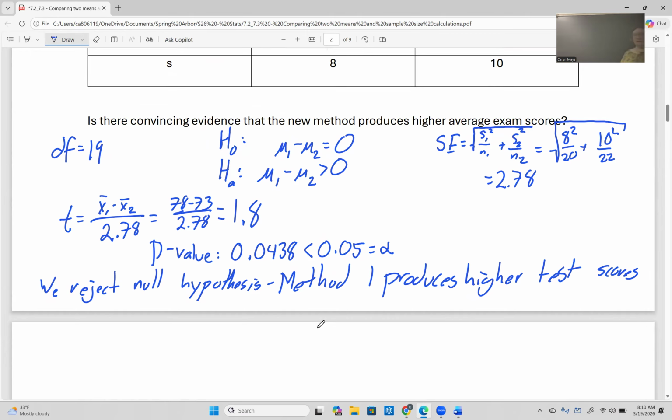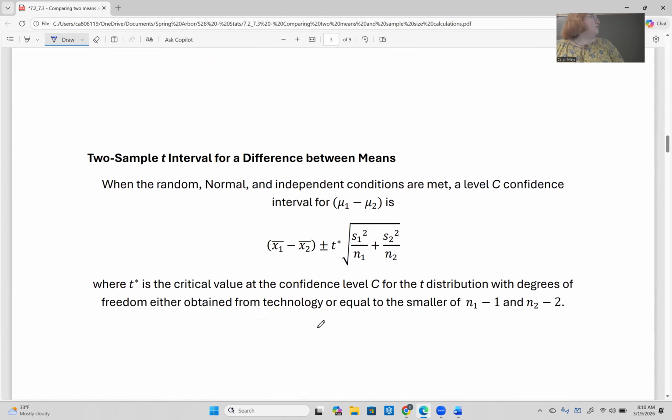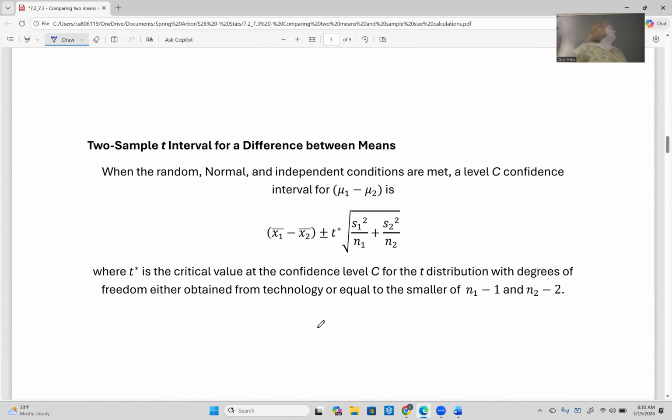The other thing we can continue to do with our data is we can continue to have confidence intervals. And the confidence interval is largely set up the same. Estimate plus or minus margin of error. Margin of error being T star, based on our degrees of freedom, times that big square root.